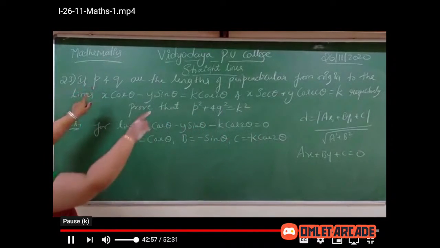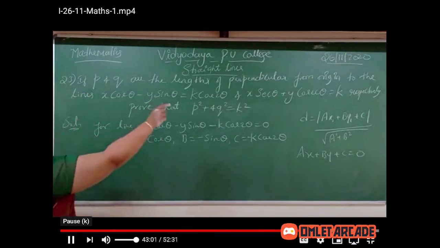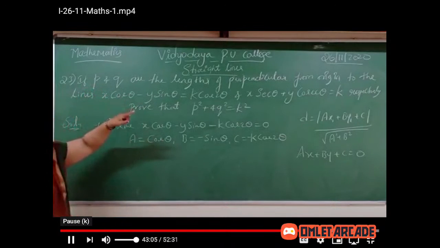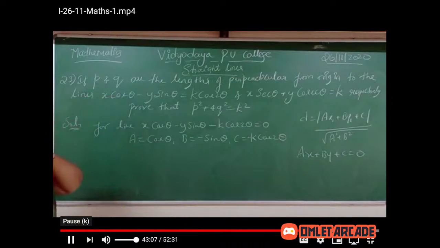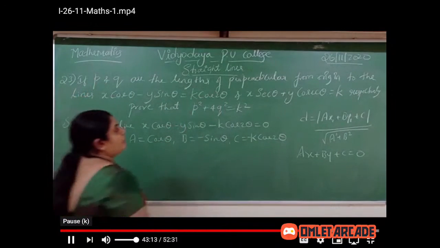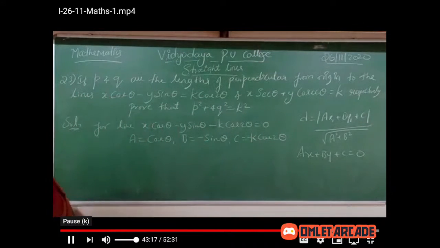And the perpendicular distance from the origin, I mean the distance between origin and the line, is what? P, isn't it? The distance between origin and this line is P. Similarly, the distance between origin and this line is Q respectively. This is given. I have taken the first line.